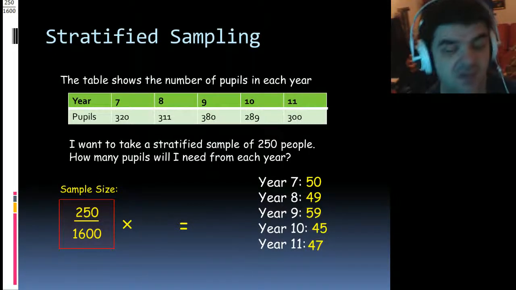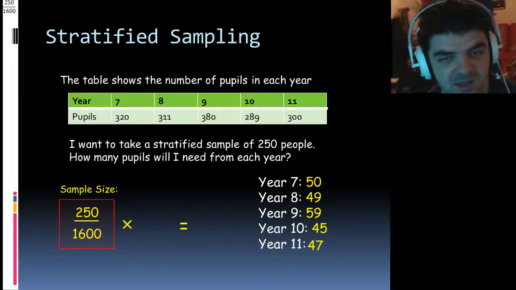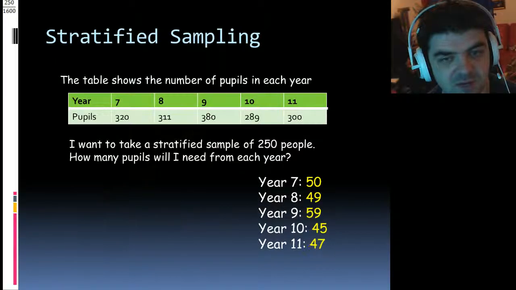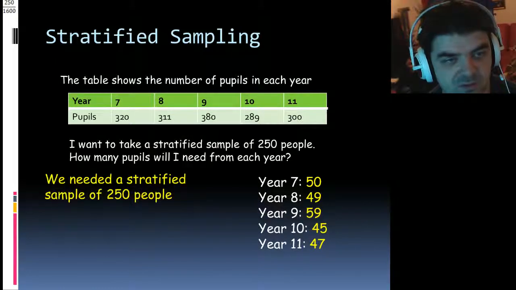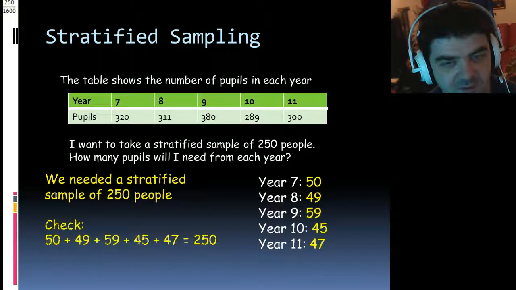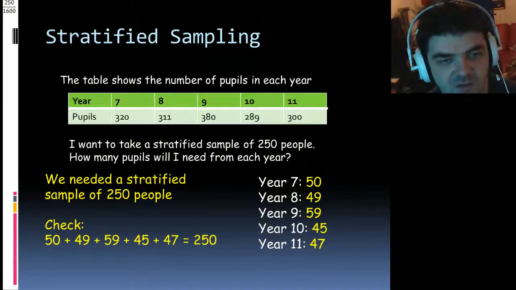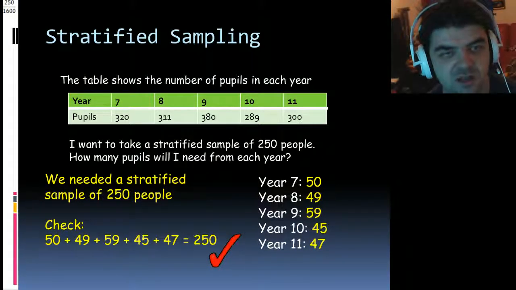Okay. And that's stratified sampling. If you want, you could check whether the 50 plus 49 plus 59 plus 45 plus 47 add up to the 250 people we need for our stratified sample. We check that those all add up, and sure enough, it does.